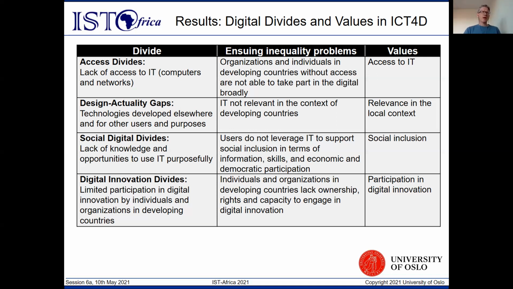The fourth and last divide: we also observe the lack of participation in digital innovation by organizations and people in developing countries due to the lack of ownership, rights, and capacity to innovate. Organizations and individuals in developing countries are primarily the users of IT and do not, at least yet, take so much part in innovation, which current architectures such as platforms are opening up for and enabling. The underlying value related to digital innovation divides is participation in digital innovation.